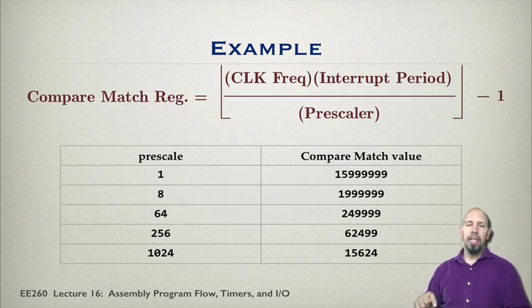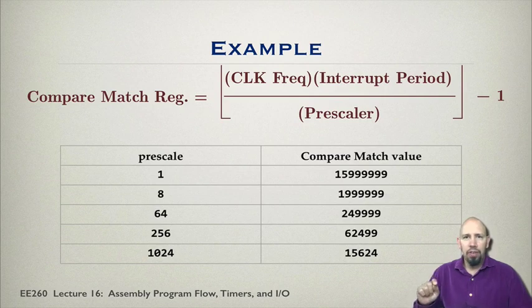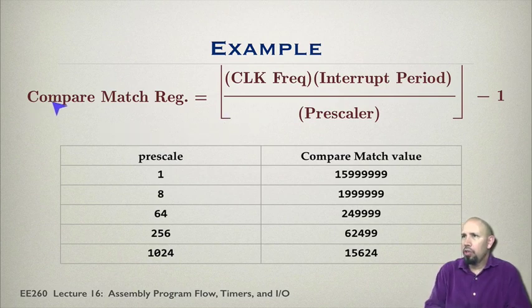So in our problem, we need the thing to trigger an interrupt every 1 second. So basically, we're going to use a compare match. That's one of the best ways to do timing. And so here is our formula for calculating the compare match register value that you need. The clock frequency is 16 megahertz, the interrupt period in this case is 1 second, and the prescaler is one of these values: 1, 8, 64, 1024.